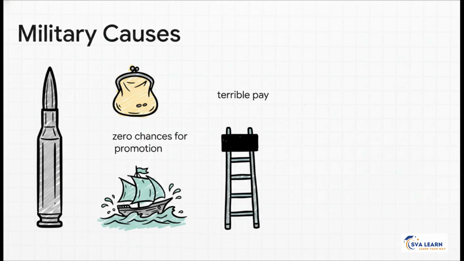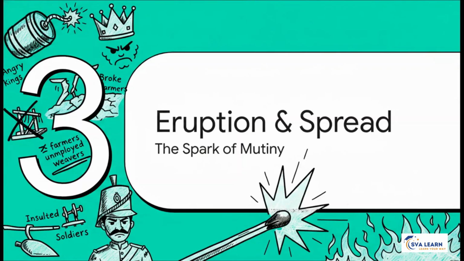They were given a lower status, terrible pay, and almost 0 chances for promotion compared to the British soldiers. And the absolute last straw, they were forced to cross oceans to fight in foreign lands, which, at the time, severely hurt their religious sentiments. Which brings us to Section 3, eruption and spread.